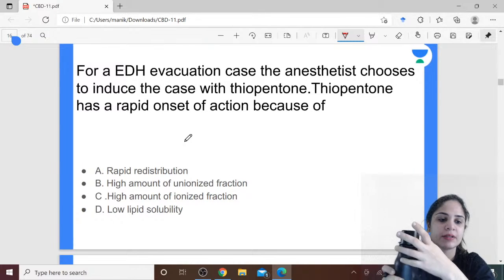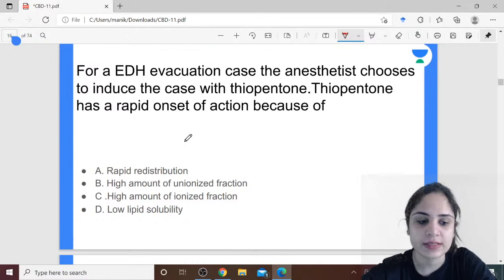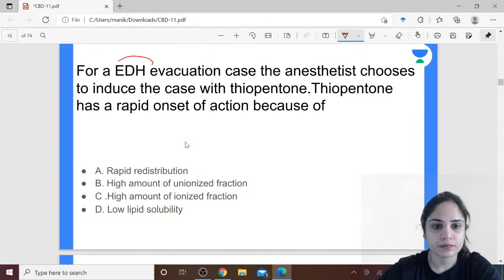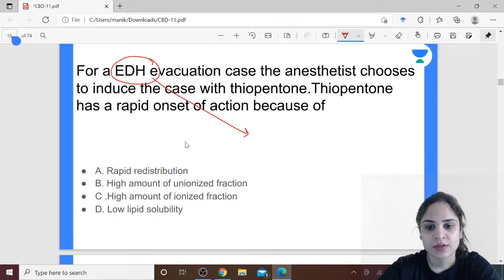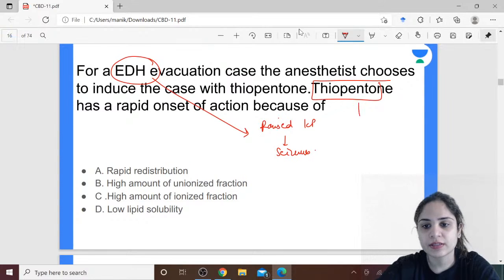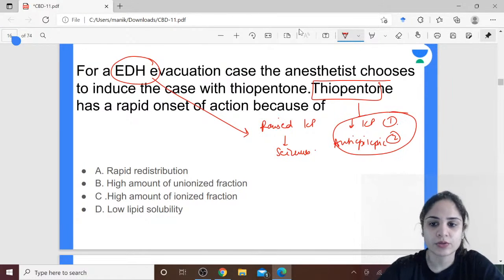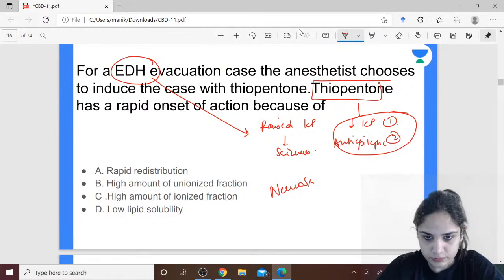First of all, can you tell me why is the anesthetist preferring thiopentone in this condition? At least that much. EDH evacuation case. So what is the problem over here? There is raised ICP. If there is raised ICP, what can you get? You can get seizures, correct? So what is the good thing about thiopentone? Thiopentone reduces the intracranial pressure. That is the one thing that it does. And the second thing is it is anti-epileptic in nature. Because it is anti-epileptic, this is why we prefer to give thiopentone for any kind of neurosurgery. So this is a neurosurgery, so we'll prefer thiopentone.